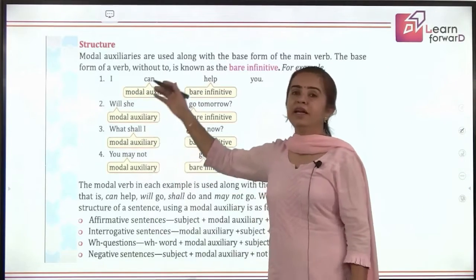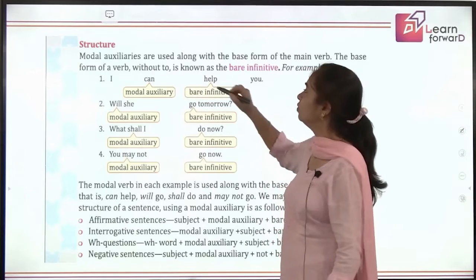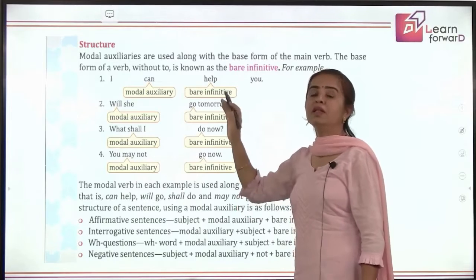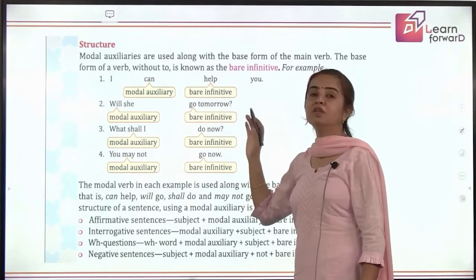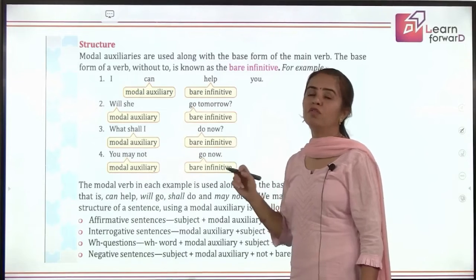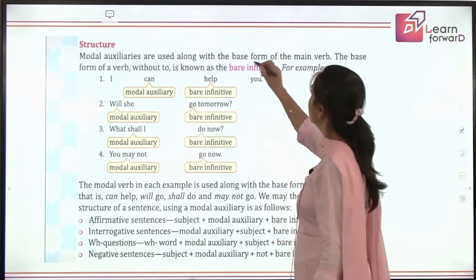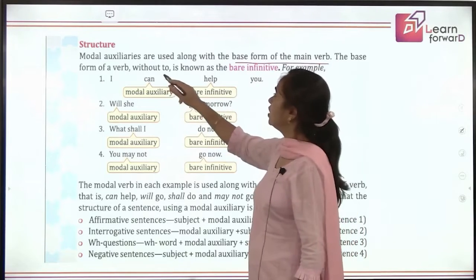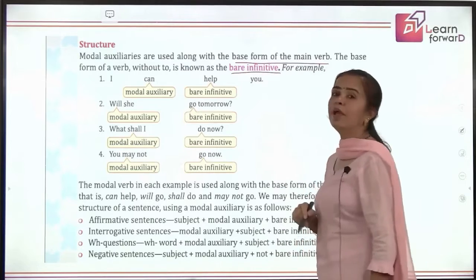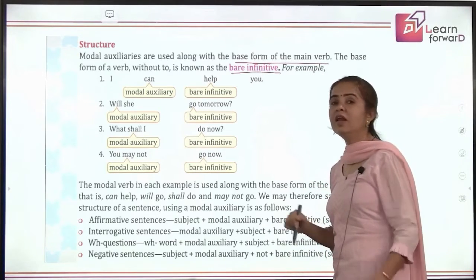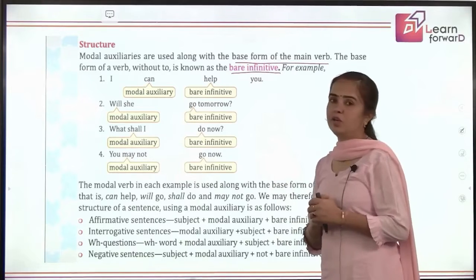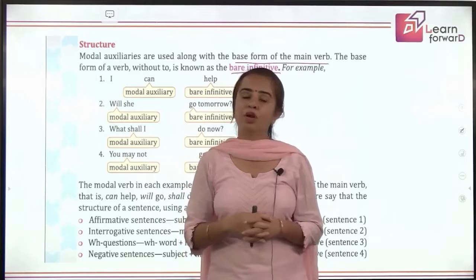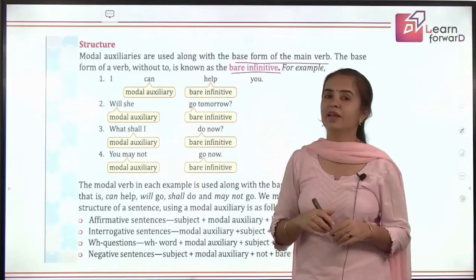Now, learning ahead, we have the structure of modal auxiliaries. They are used along with the base form. Always remember that the modal auxiliaries are written with the first form, the root form of whatever main verb you are talking about, with the base form of the main verb, without to. This is known as the bare infinitive. We have already learned earlier that bare infinitives do not carry to, right? So when the verb is in its root form with a modal auxiliary, that is called a bare infinitive, children.